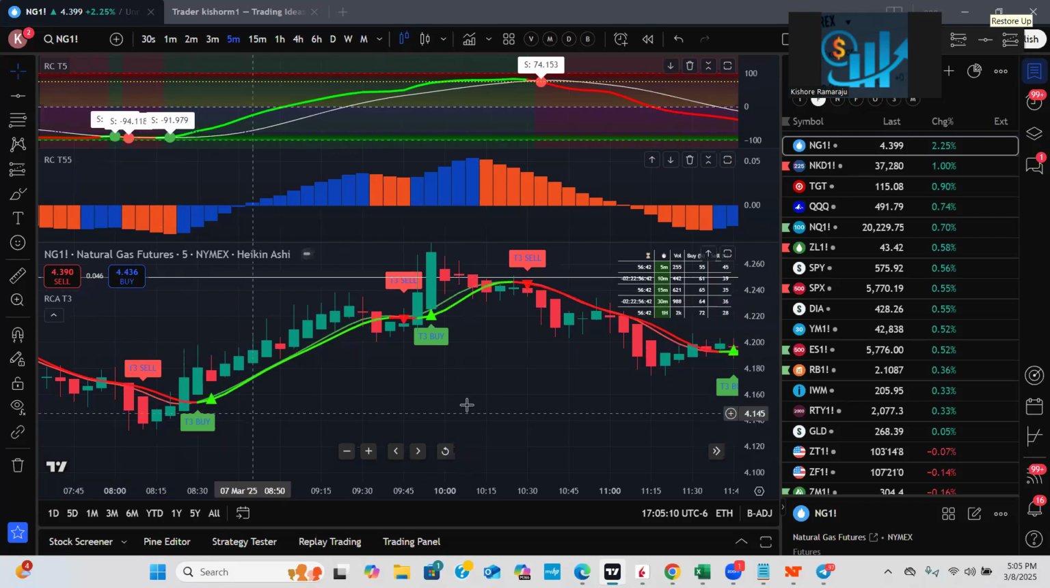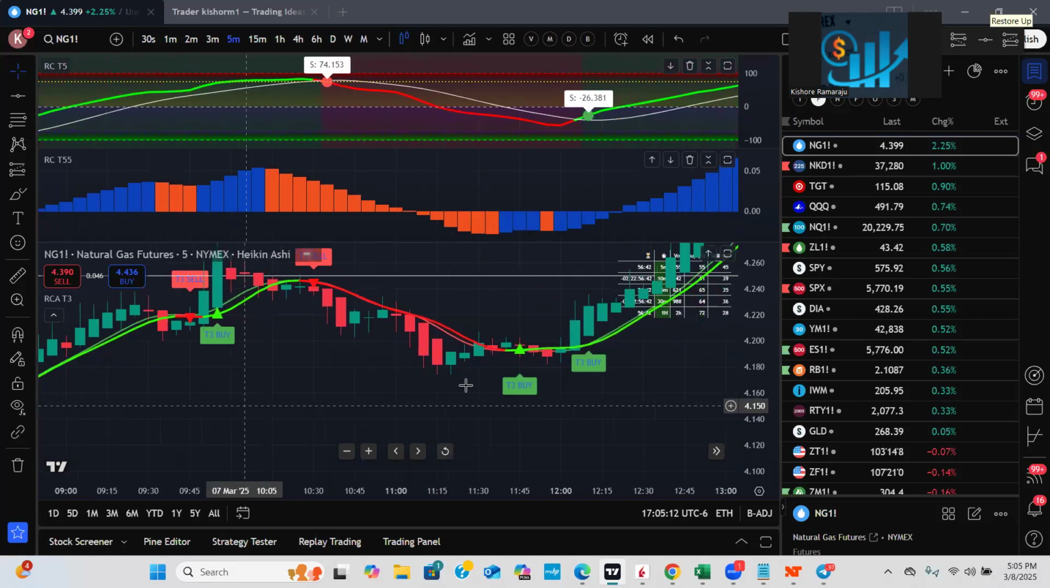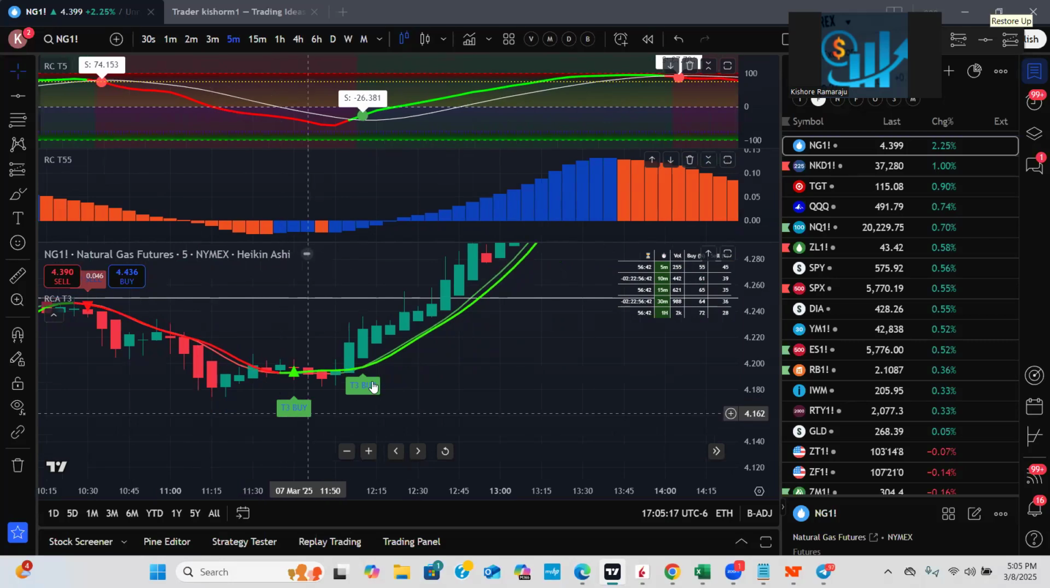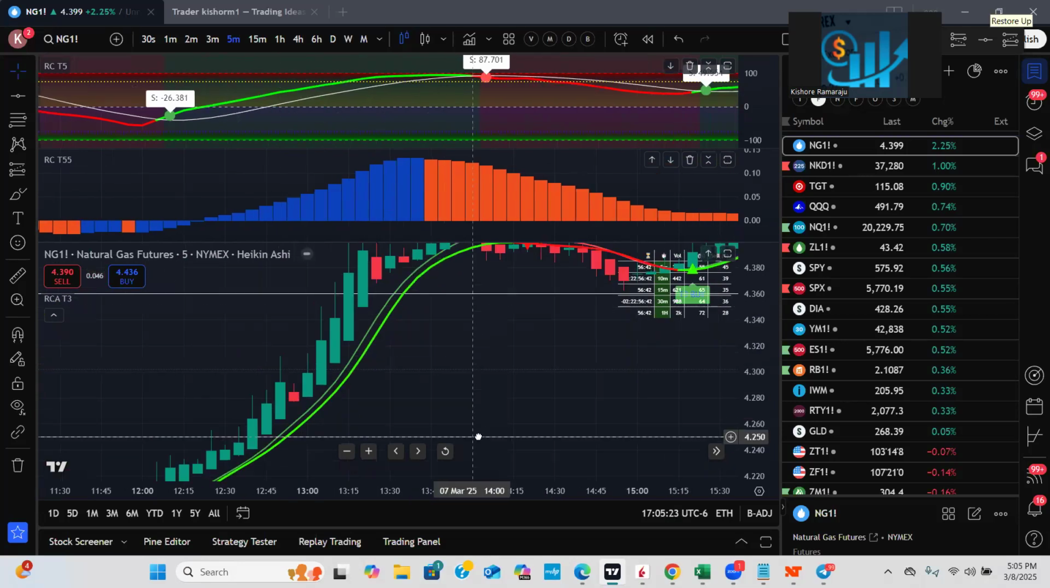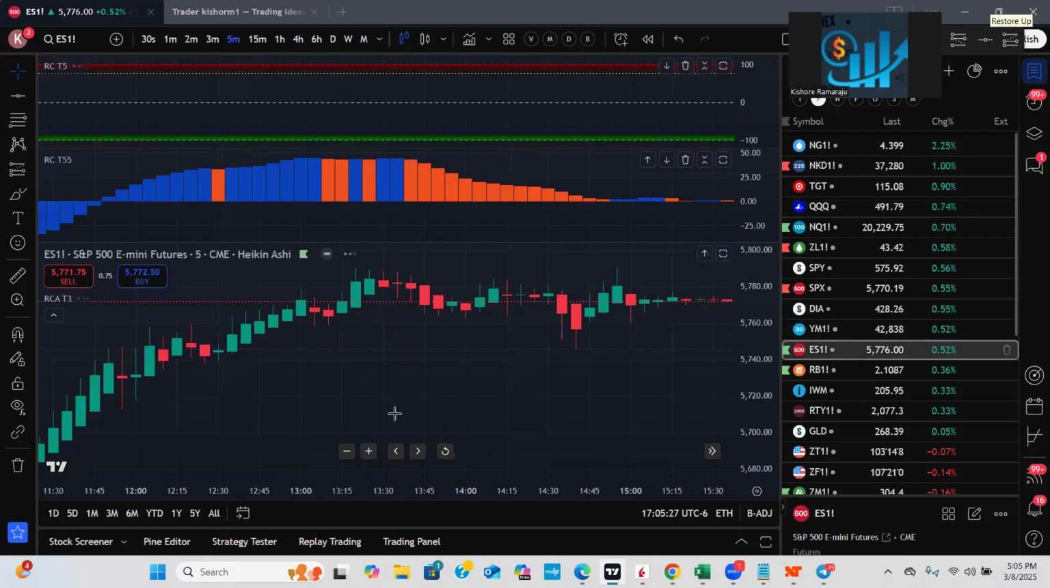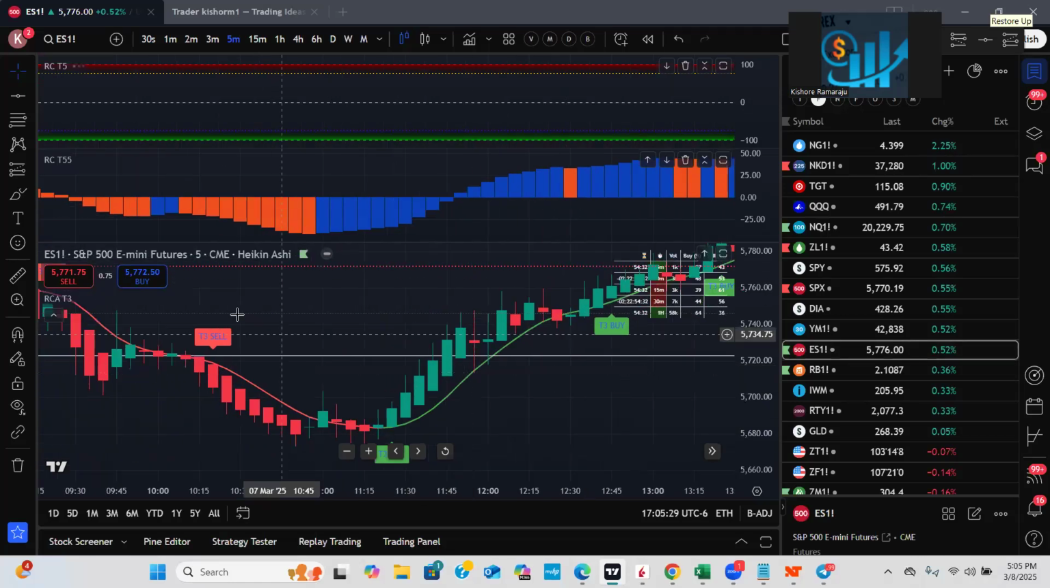So with T3, right, sometimes you get multiple opportunities. So you got a buy, again you got a buy. So if you missed the initial buy, you can get the second buy like that. Or you missed a sell, right? For example, let's go to ES.